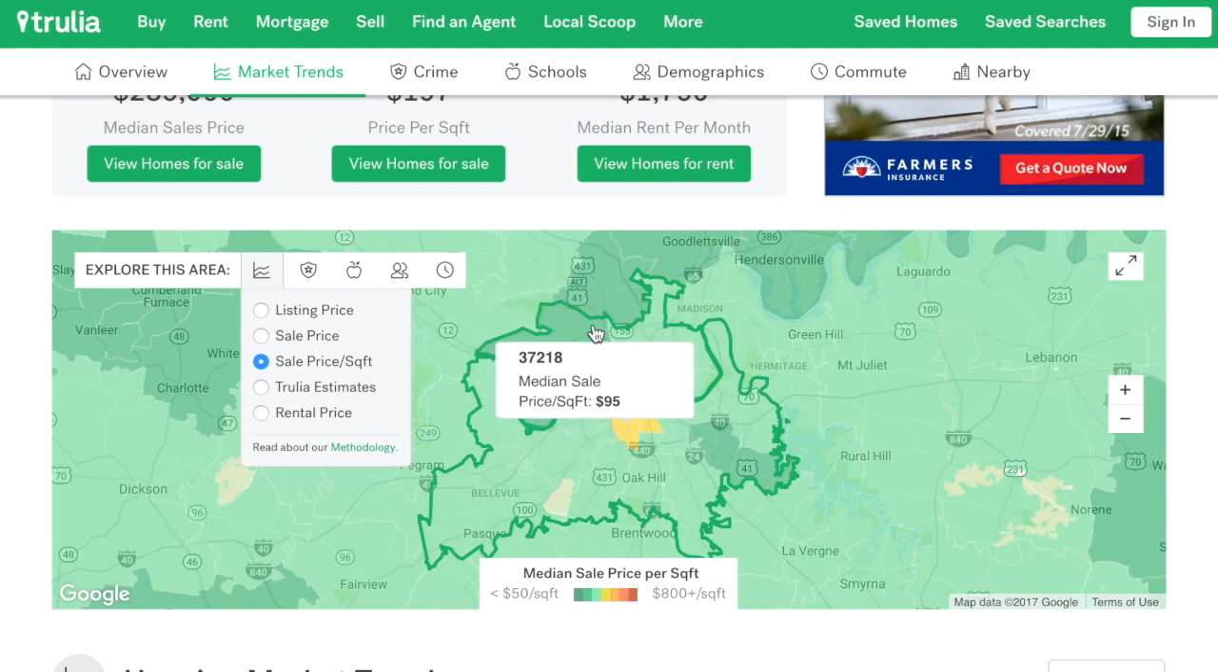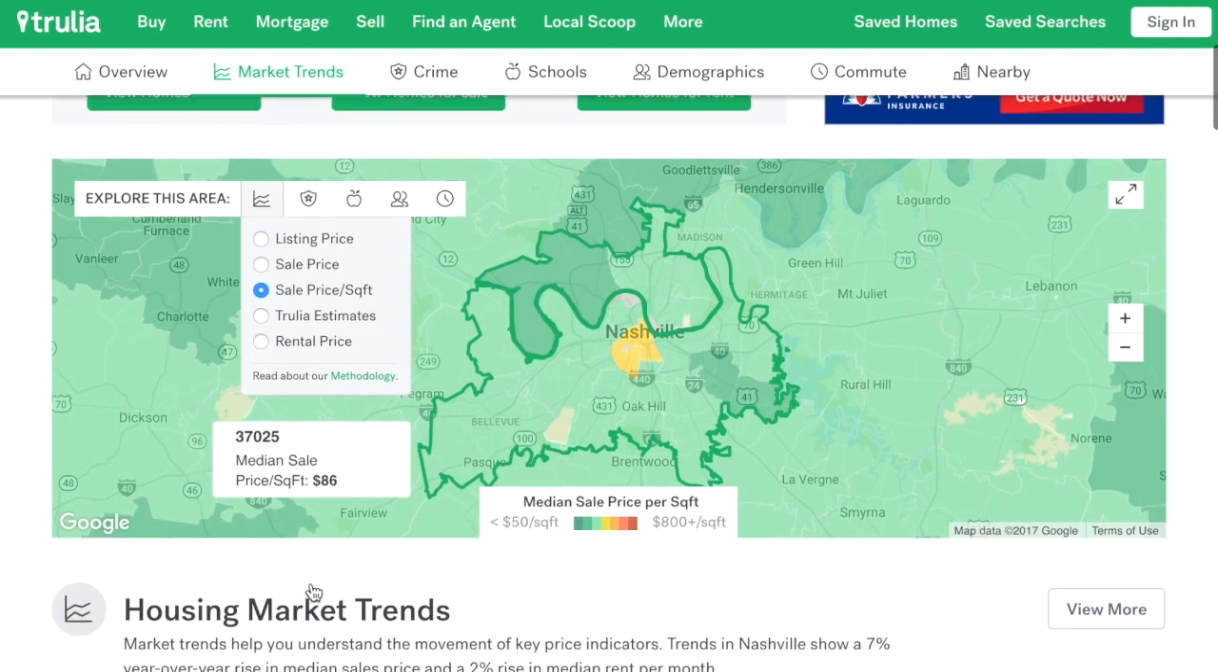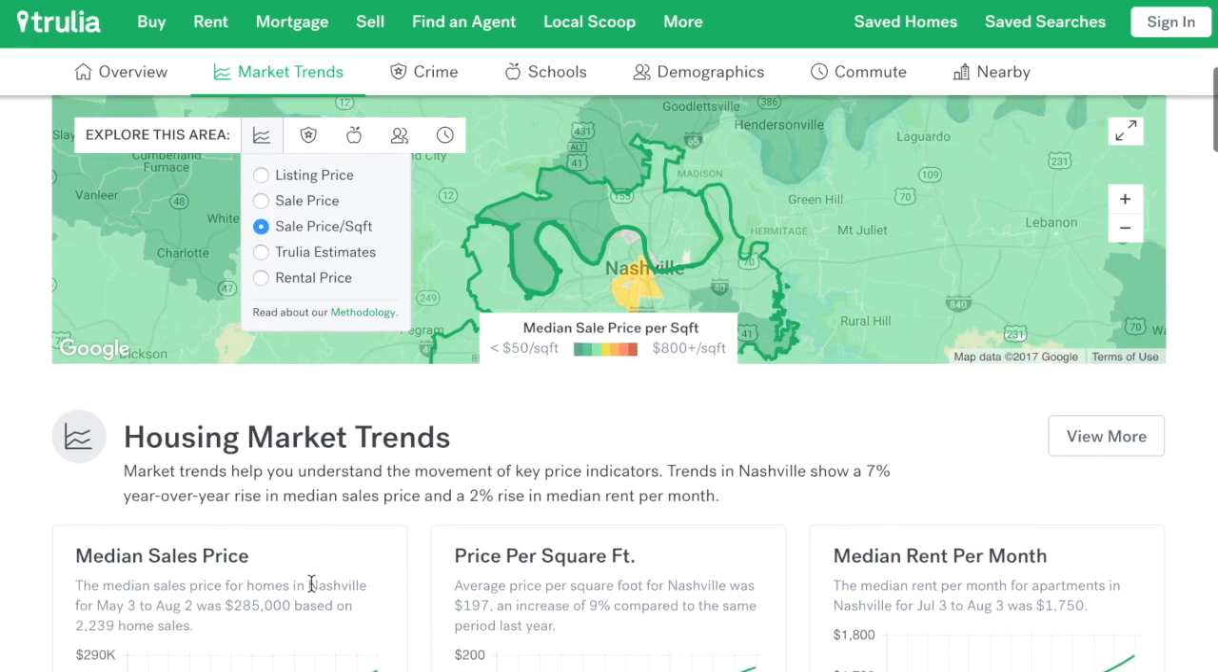So if I go up here, look at that, it drops to 95. It's just a different way of looking at how the market changes in Nashville. And we'll come to this in a minute. We're gonna talk about how to look at the pricing breakdown. Okay, so let's scroll down here and look at a couple of these other trends.